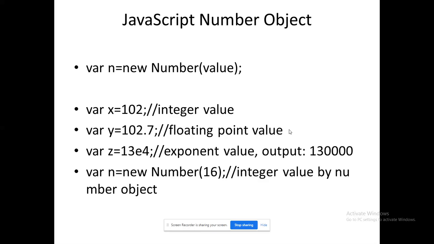I can use a scientific notation, 13E4, nothing but 13 into 10 to the power 4. That is represented as 13 small e4, nothing but 13 followed by 4 zeros. Otherwise I could create it as it is, so I could map with any type of data. That's what was given in the previous syntax also, right? So these are all the possible number objects that can be used in JavaScript.